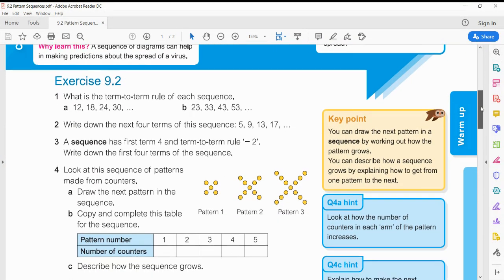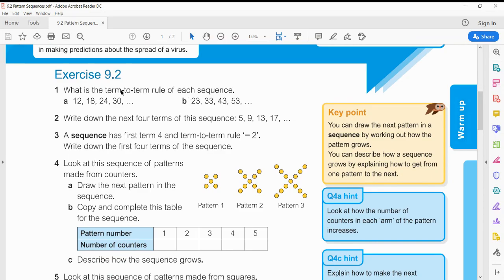Okay, so onto the questions. Term-to-term rule. So we're going to understand term-to-term rule means how do we get from this one to this one? What do we do? So plus 6, plus 6, plus 6. This one's just plus 6, and this one's going to be plus 10. Nice and easy. Write down the next 4 terms of the sequence. So it's plus 4, plus 4, plus 4. So add 4 to get the next one, 21, 25, 29, and 33. Okay, nice and easy.